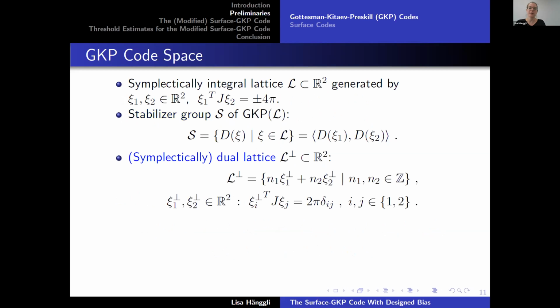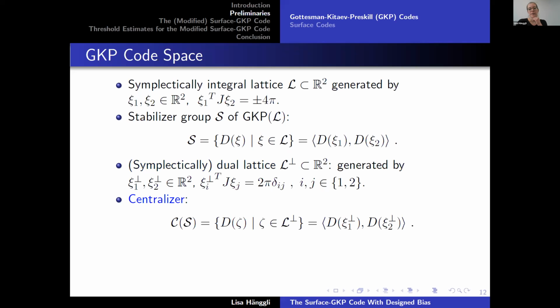And now the symplectic dual of the lattice L is generated by the vectors xi-perp, which satisfy the given relations with the lattice generating vectors xi. If you now recall that the condition for two displacements to commute was that the symplectic inner product of their vectors is an integer multiple of 2 pi, we see that this condition actually means that the dual lattice displacements commute with the displacements of the lattice itself. In other words, they are in the centralizer of the stabilizer.